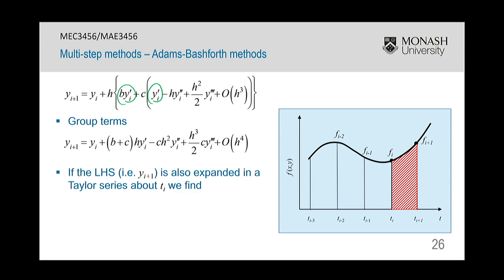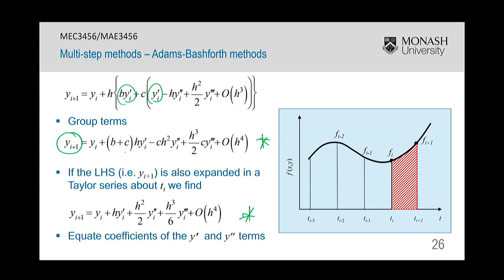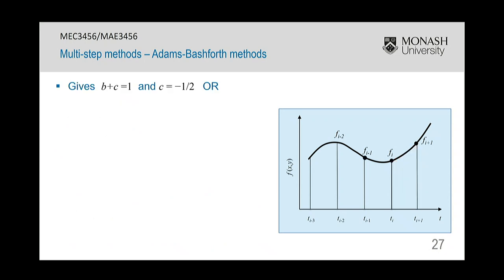Now we can also write the left-hand side, in other words yi plus 1, in a Taylor series about ti, and if we do that we get a standard Taylor series expression. yi plus 1 is equal to yi plus h y dashed plus h squared on 2 y double dashed, etc. And what we can now do is compare terms in this expression here and this expression there. So if we equate these terms, we can see that b plus c must be equal to 1, and minus c has got to be equal to 1/2. That gives us b plus c is 1, c is equal to negative 1/2, or if we solve those, b is equal to 3/2 and c is equal to negative 1/2.